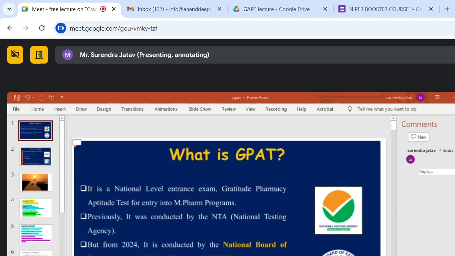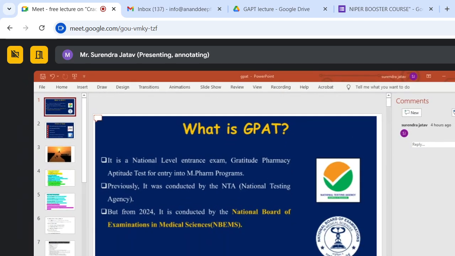Previously it was conducted by NTA, National Testing Agency, but from 2014 it was conducted by the National Board of Examination in Medical Science. So what will be the pattern basically? How are the students preparing, what things do we need to focus on in mind, duration of the presentation. So this is the pattern actually.